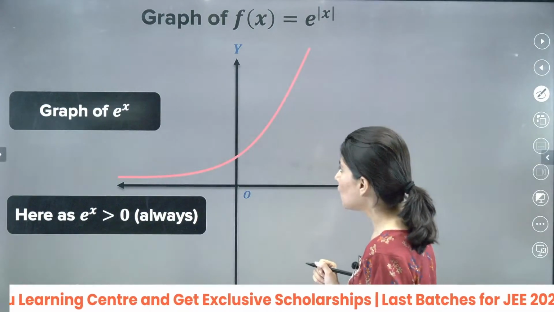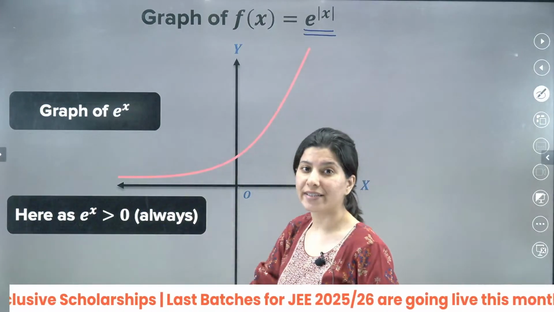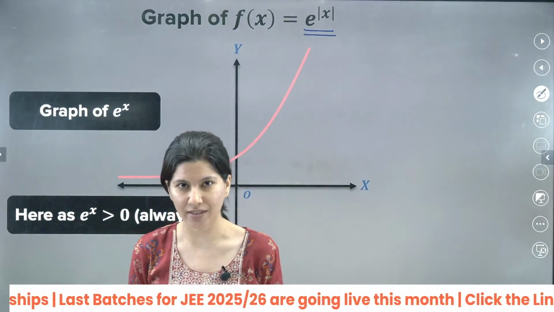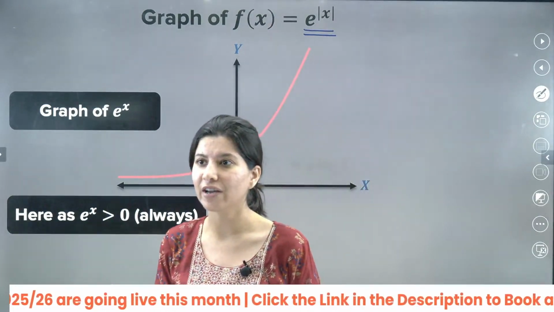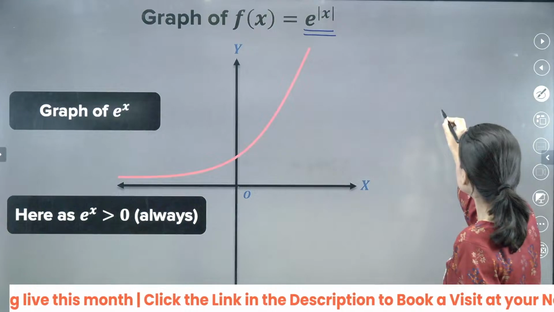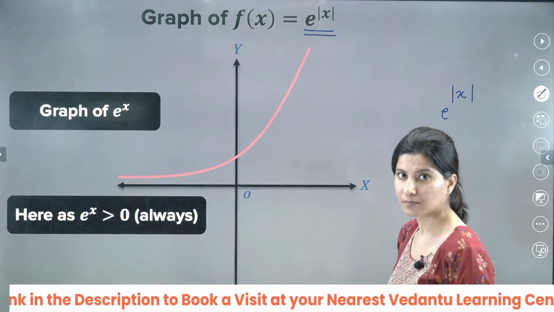Okay, so we are here to plot the graph of e raised to power mod x. Let us understand what is happening. The graph of e raised to power x looks like this, ma'am. Very clear, this graph we have clear. But what we need to plot is e raised to power mod of x.